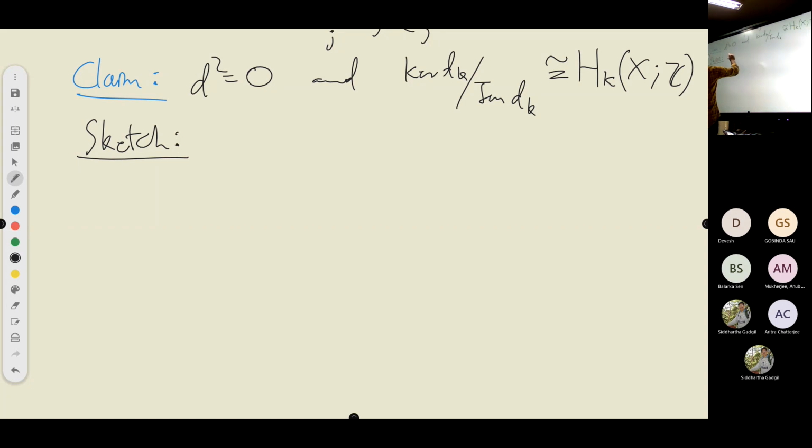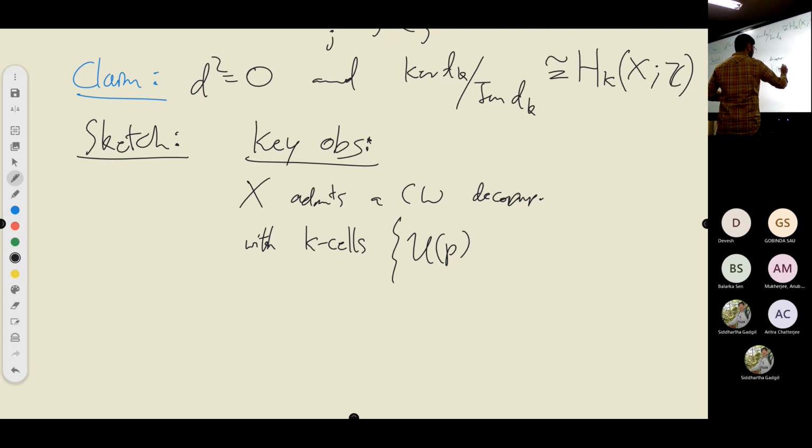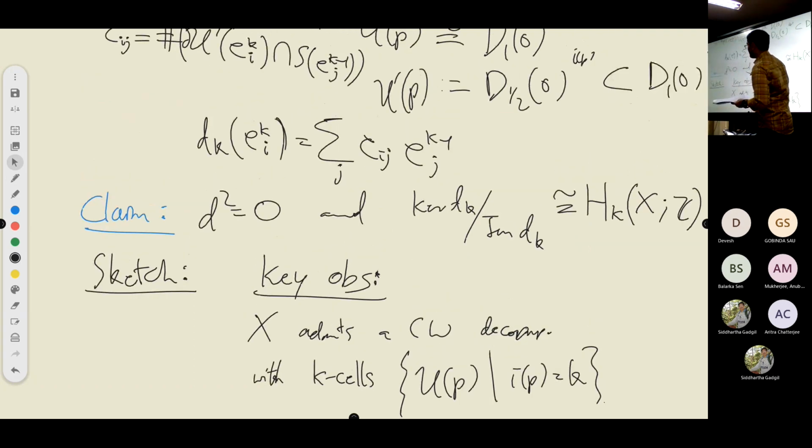So, most of this rests on the following key observation, which is that X admits a CW decomposition with k cells being the unstable manifolds with index of p equals k. These are going to be your k cells. And the attaching map is described by how the stable manifold and the unstable manifold intersect each other. And this number that you see over here is a manifestation of that. But of course, this requires more because you need to say that they glue on in a continuous fashion and whatnot. Whereas over here, you're just counting some intersection points.